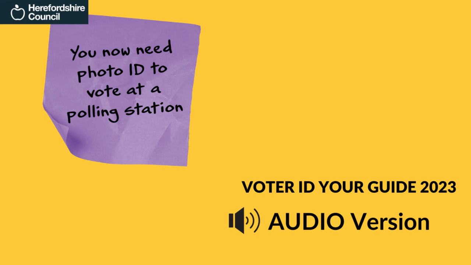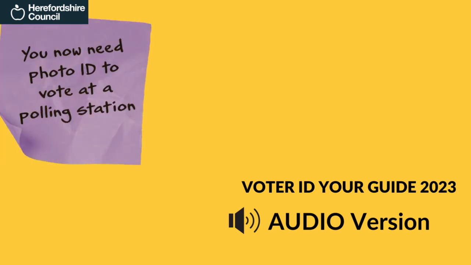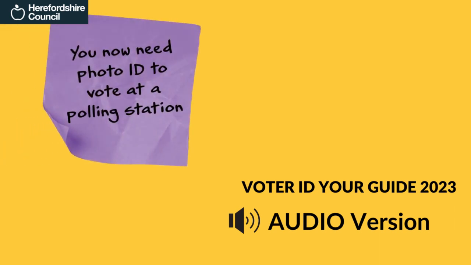Other ways of voting. Question: are there other ways to vote that don't require photo ID? Answer: yes. You can vote by post, or by proxy, which is when you ask someone you trust to vote on your behalf. You'll have to apply for a postal or a proxy vote before you can do so.